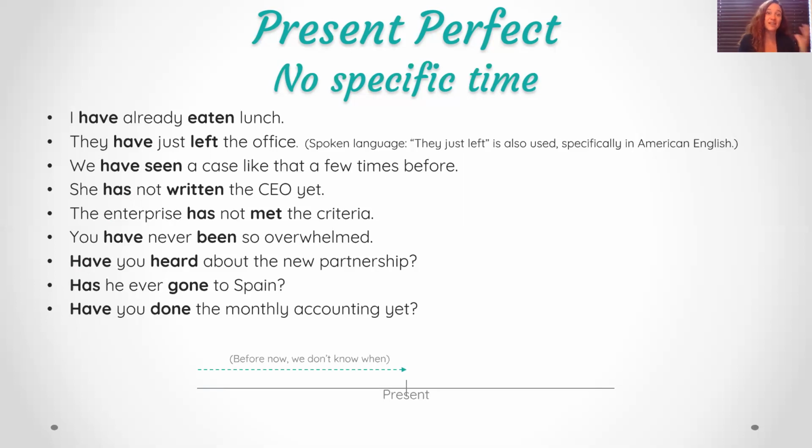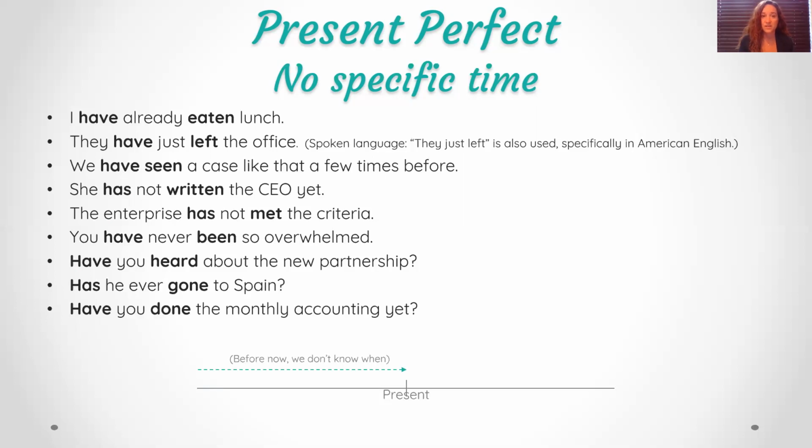I've already had lunch today. So my colleague doesn't want to know the moment when I ate my lunch. I'm just giving the information that, on my side, it's done. So we're not focusing on the time. Great. Then they have just left the office.